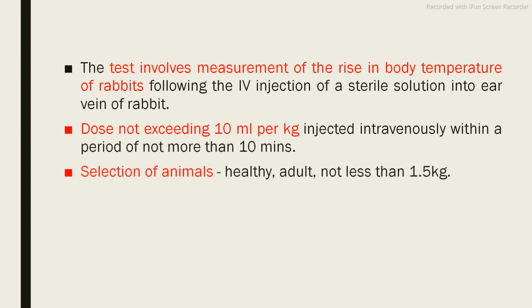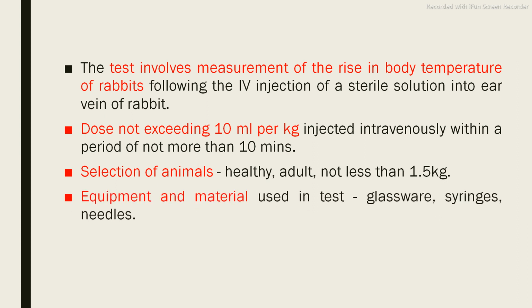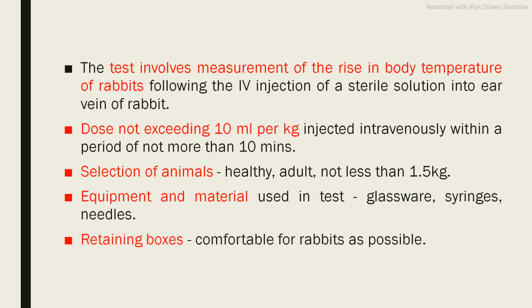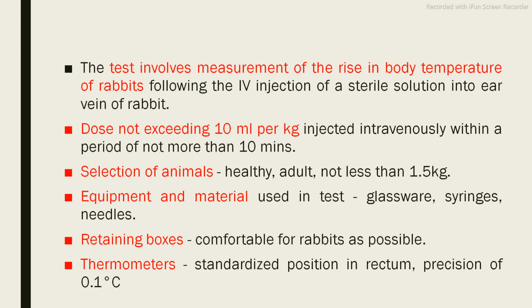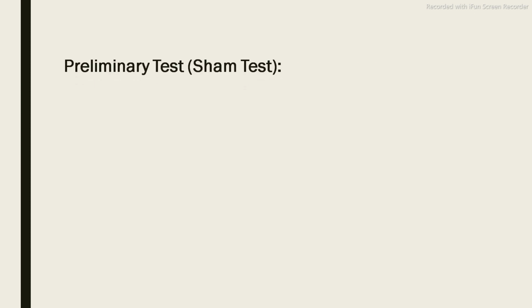Which animals can we select? Only those rabbits which are healthy adults, with a weight of not less than 1.5 kg. What are the equipment and materials required? We require glasswares, syringes and needles to perform this test. Retaining boxes are also always required, because these are as comfortable as possible for the rabbits. And lastly, thermometers having a precision of 0.1 degree Celsius. So these are the requirements to perform the pyrogen testing.